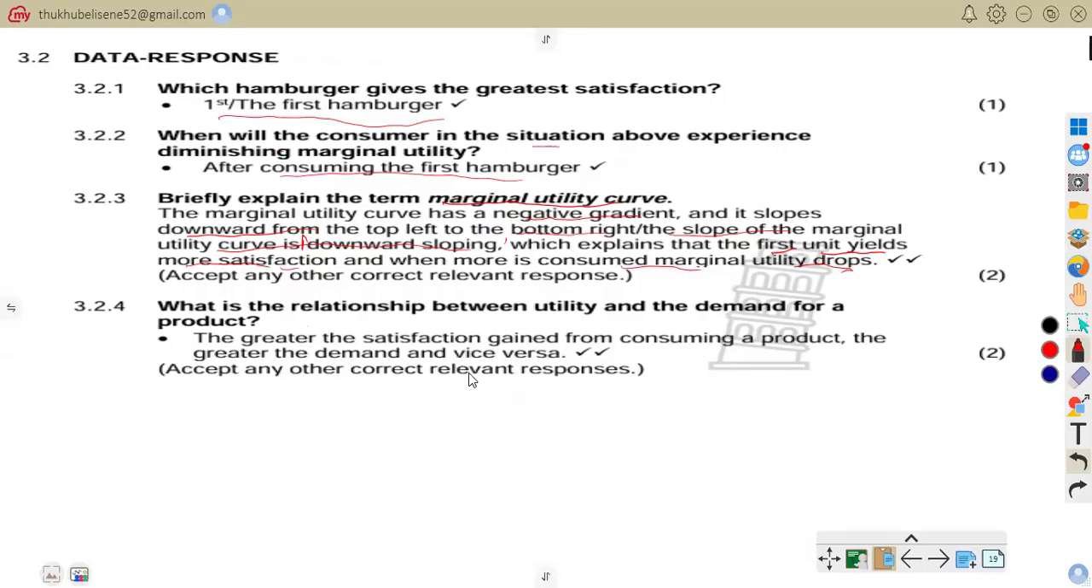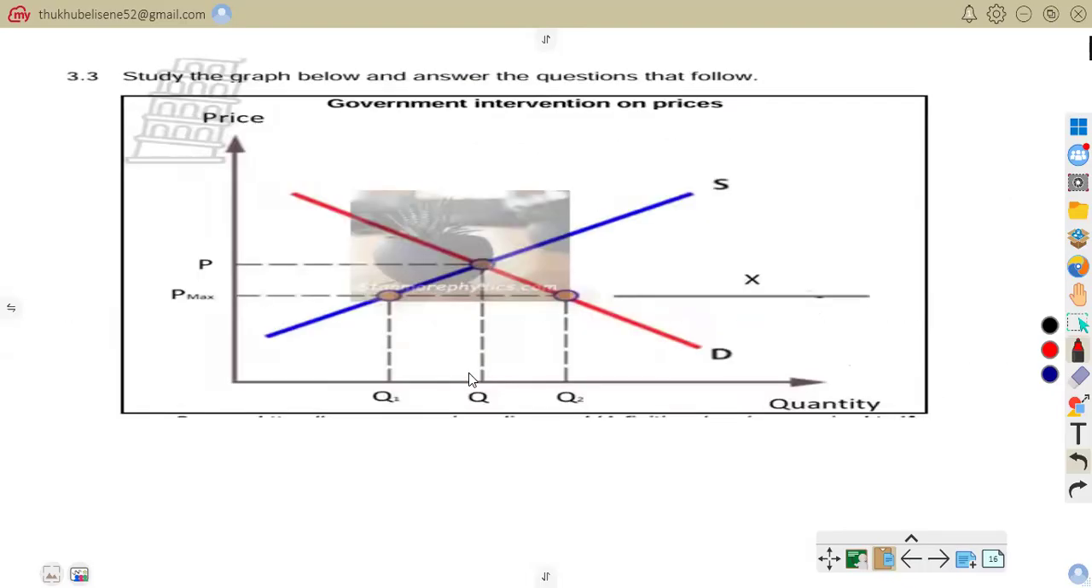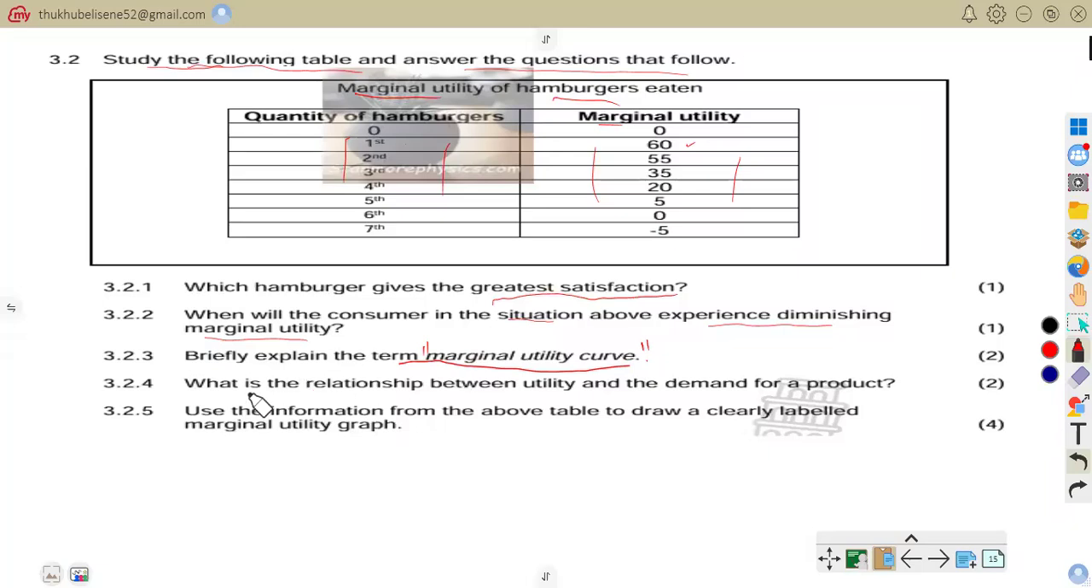Let's quickly go to 3.24. 3.24 says, what is the relationship between utility and demand for a product? The answer is there is a direct relationship.